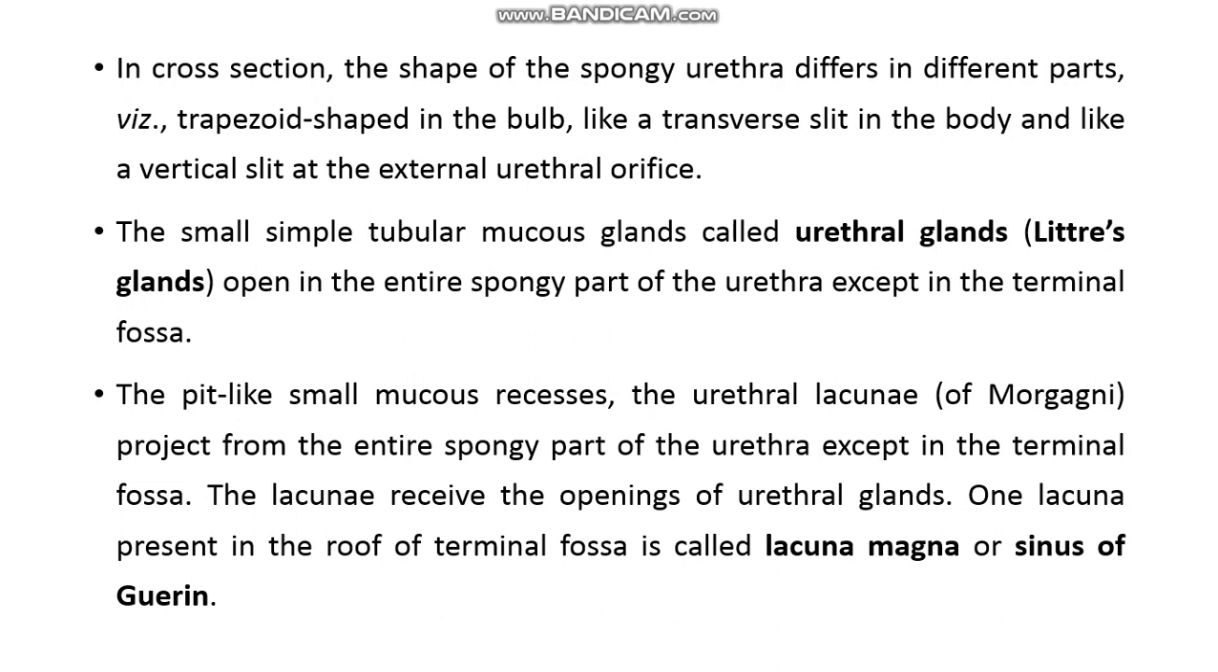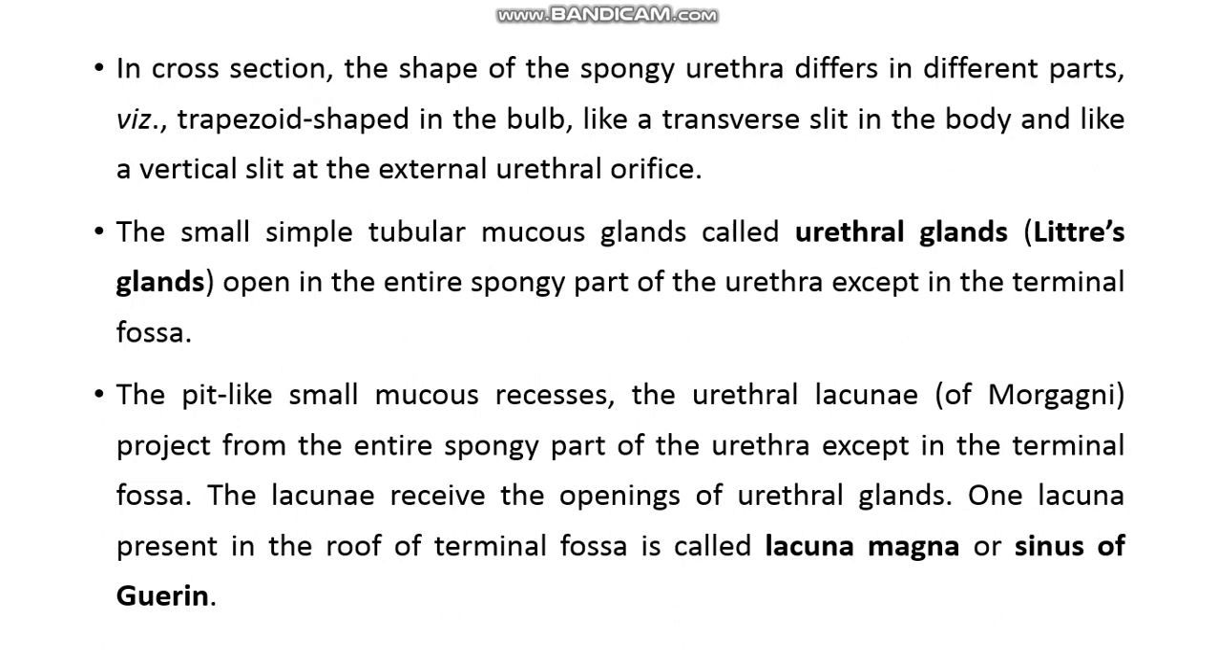The pit-like small mucus recesses, that is known as urethral lacunae or urethral lacunae of Morgagni, project from the entire spongy part of the urethra except in the terminal fossa. അതുപോലെ തന്നെ pit-like small mucus recesses പ്രൊജക്റ്റ് ചെയ്യുന്നുണ്ട്. അതിൻ്റെ പേരാണ് urethral lacunae of Morgagni. These lacunae receive the opening of the urethral glands.